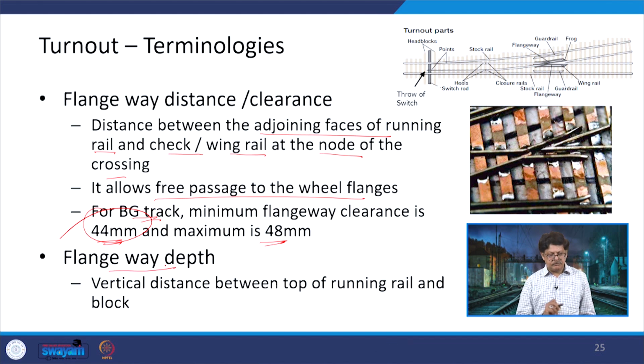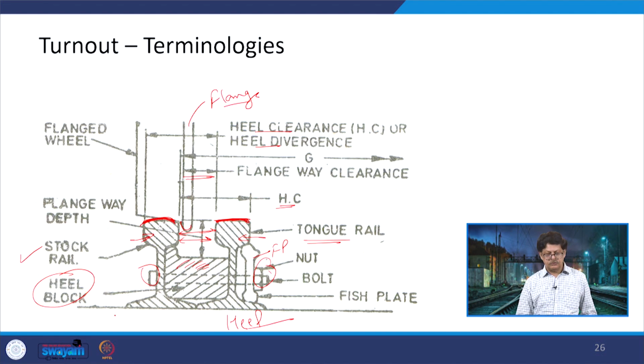Then another terminology is the flangeway depth. Now, this flangeway depth is the vertical distance between the top of the running rail and the heel block which is provided. So, there is a heel block which is provided. So, this is the top of the heel block, this is the top of the running rails. So, therefore, this gap is nothing but the flangeway depth.